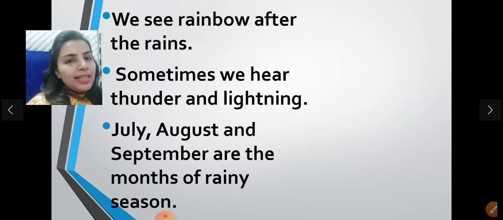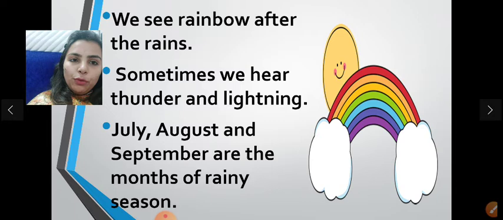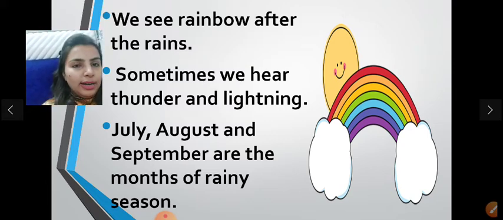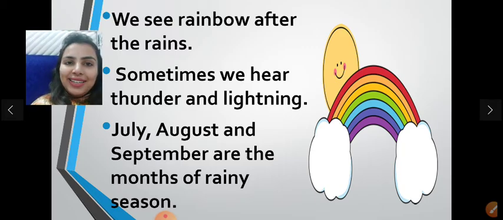July, August and September are the months of rainy season. What are the months of rainy season? July, August and September.